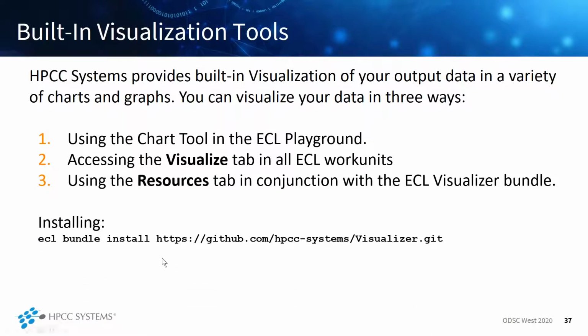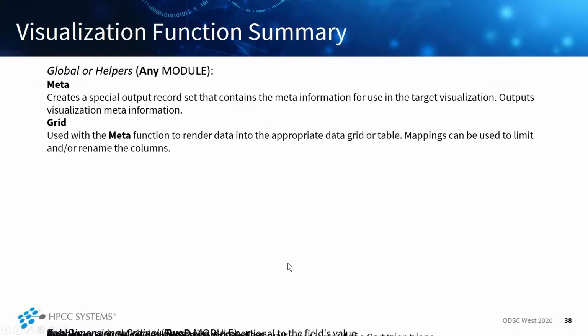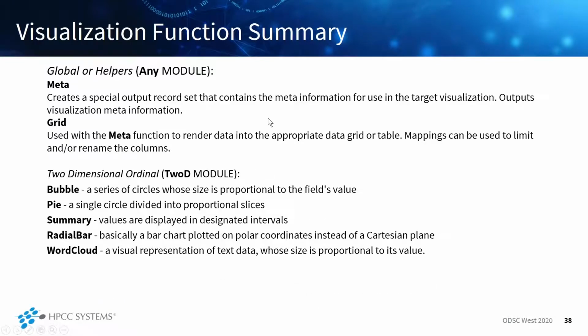All right, here's how easy it is to install the Visualizer bundle. You simply go out to your Client Tools bin folder, you run the bundle ECL executable with the bundle attribute, and then the install command, and then the location of where the Visualizer bundle is located on GitHub, and you're there.